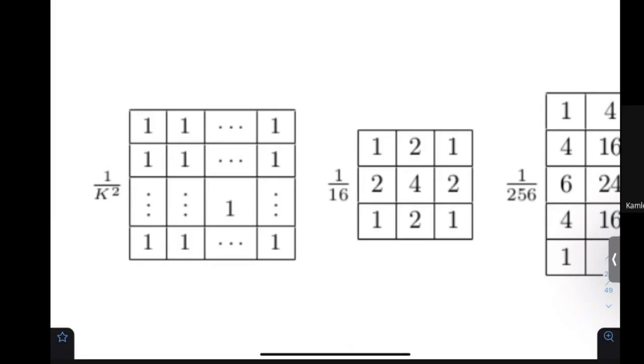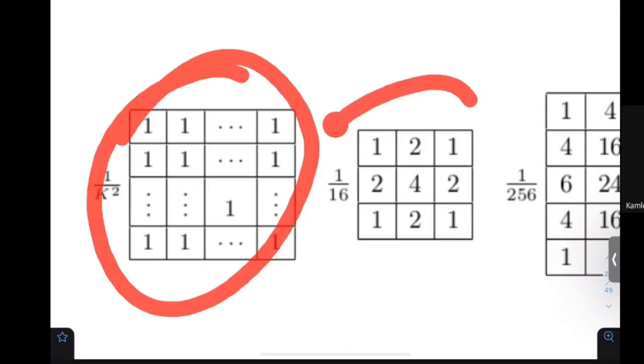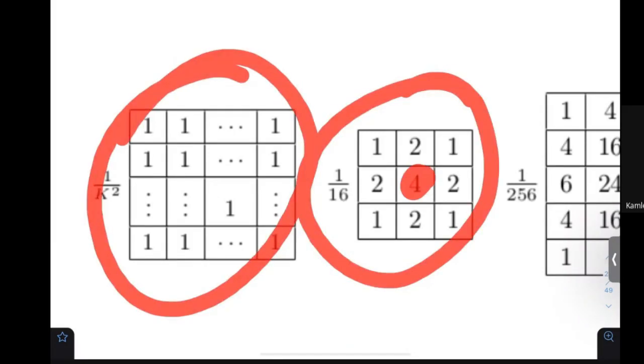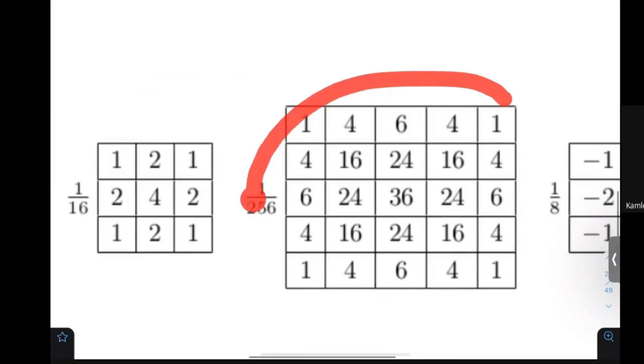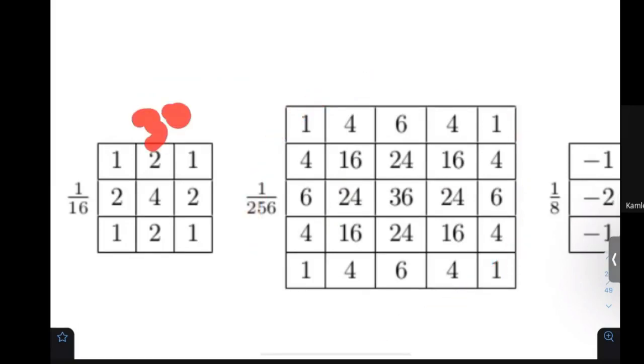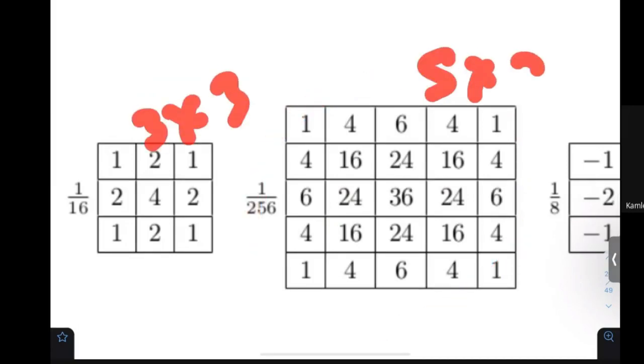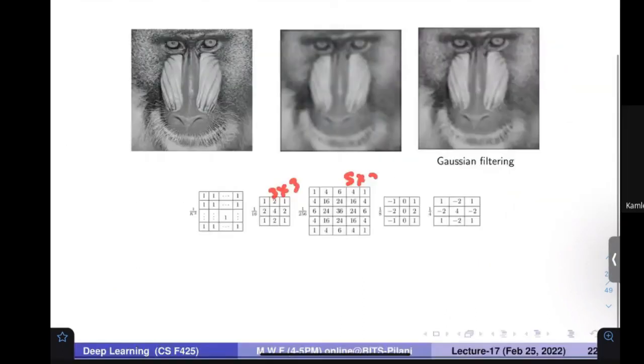So what I wanted to tell you is that this is the box filtering, and you can see that this value is higher as compared to the sides. So this is a Gaussian kernel. Similarly, this is a bigger Gaussian kernel. This is a Gaussian kernel of 3 cross 3, this is of 5 cross 5, and similarly you can apply different sizes.